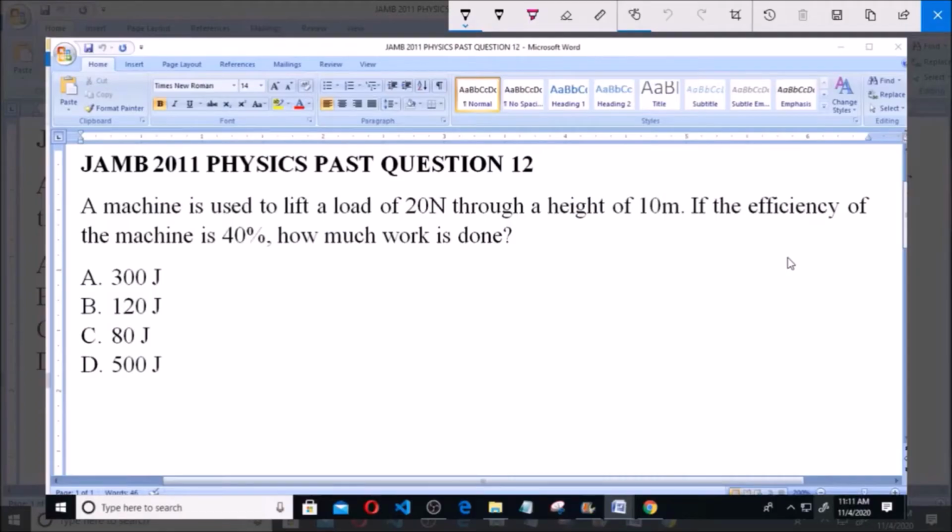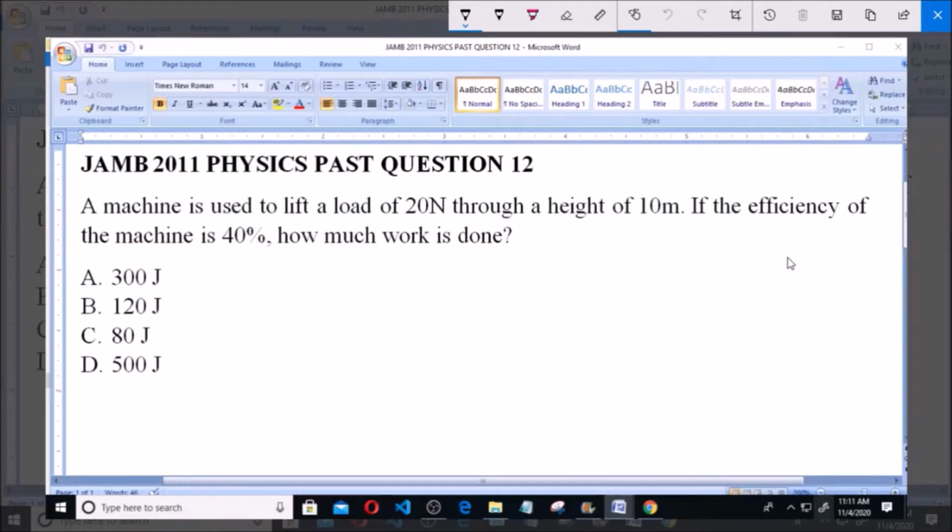Hello and welcome. I will be answering Jamb 2011 Physics Past Question 12. A machine is used to lift a load of 20 Newton through a height of 10 meters. If the efficiency of the machine is 40%, how much work is done? A. 300 joules, B. 120 joules, C. 80 joules, D. 500 joules.